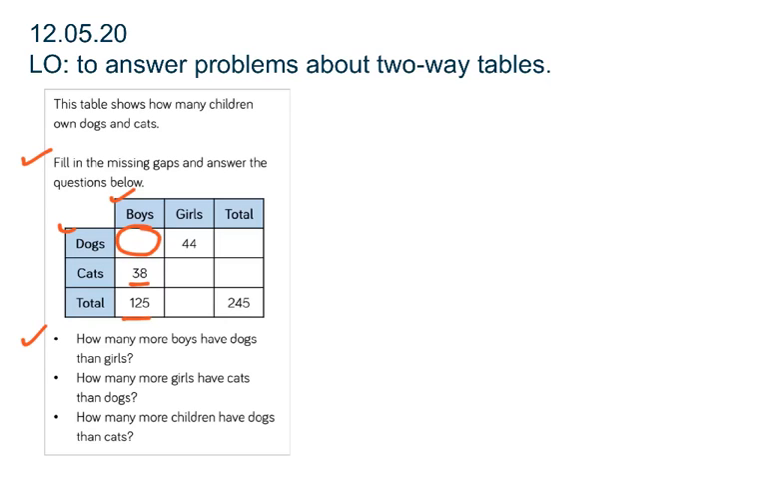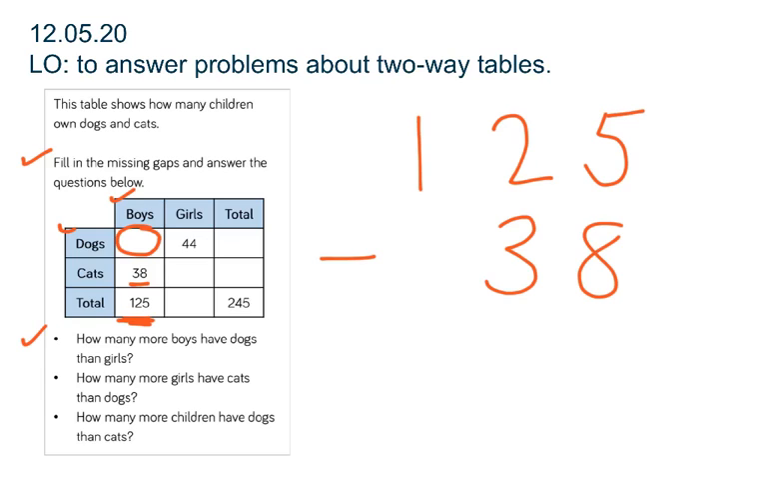So just use the word difference there, and you'll know that every time we're looking at finding the difference, we're going to have to perform a subtraction. So you're going to take your larger value, the total number of pets, which is 125, and then you're going to subtract 38, which will give you the difference. And once you've done that, you'll end up with your answer.